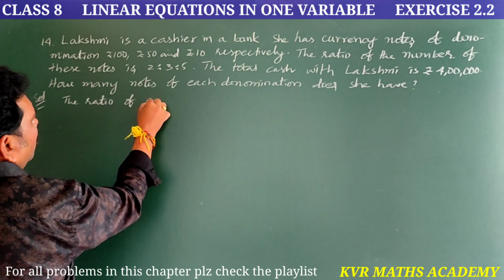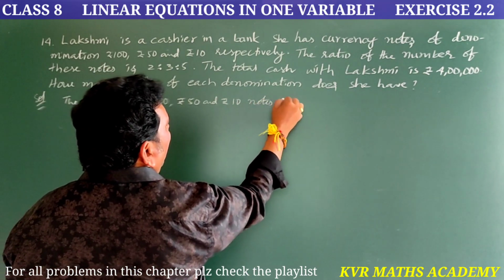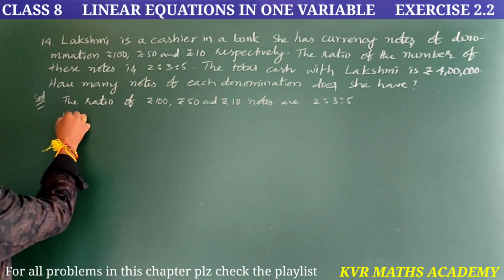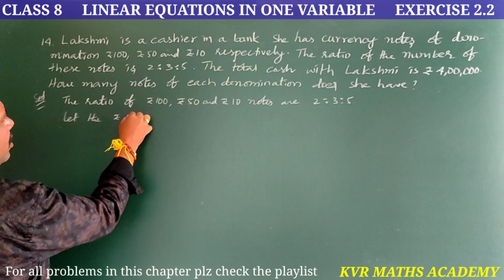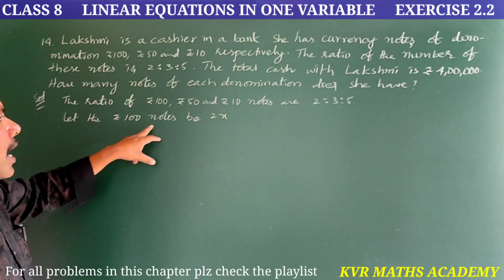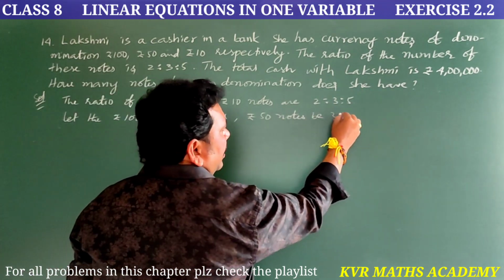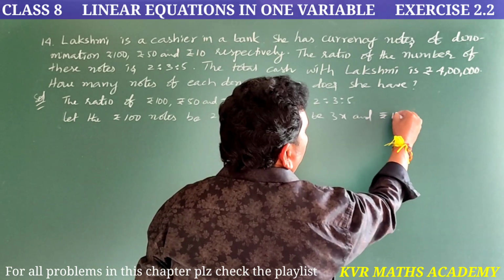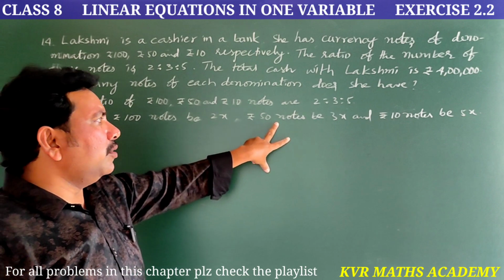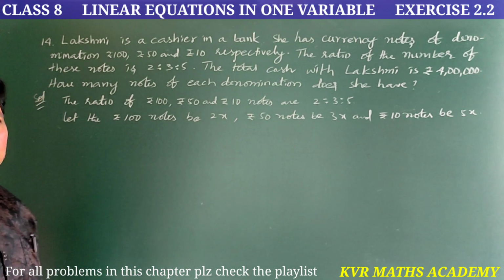The ratio of rupees 100, rupees 50 and rupees 10 notes is 2:3:5. So let the 100 rupee notes be taken as 2x, the 50 rupee notes be 3x, and the 10 rupee notes be 5x. So let the 100 rupee notes be 2x, 50 rupee notes be 3x and 10 rupee notes be 5x. The sum of the notes is not given.